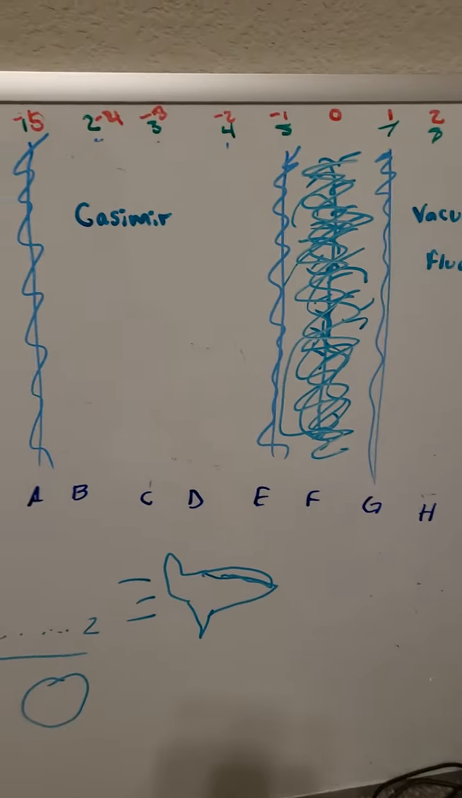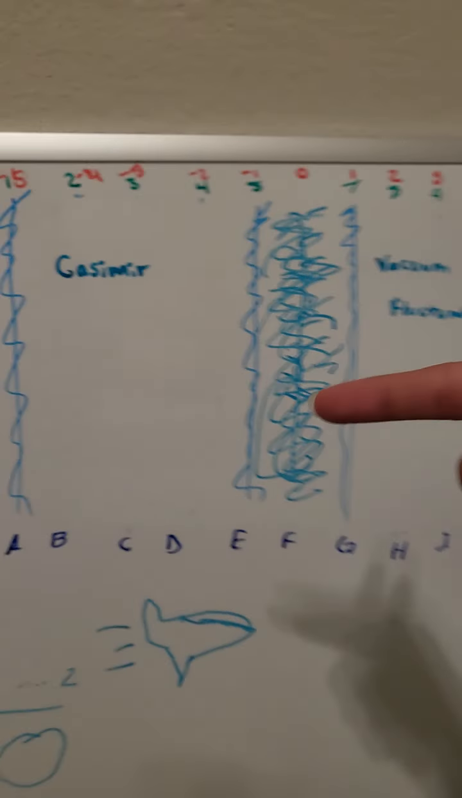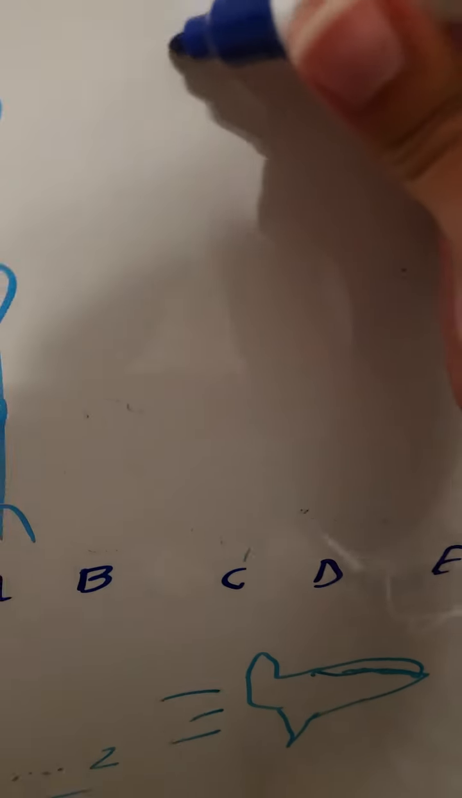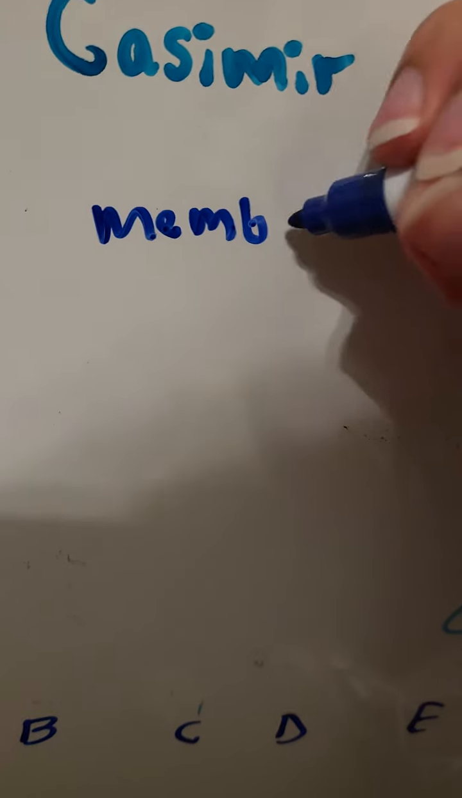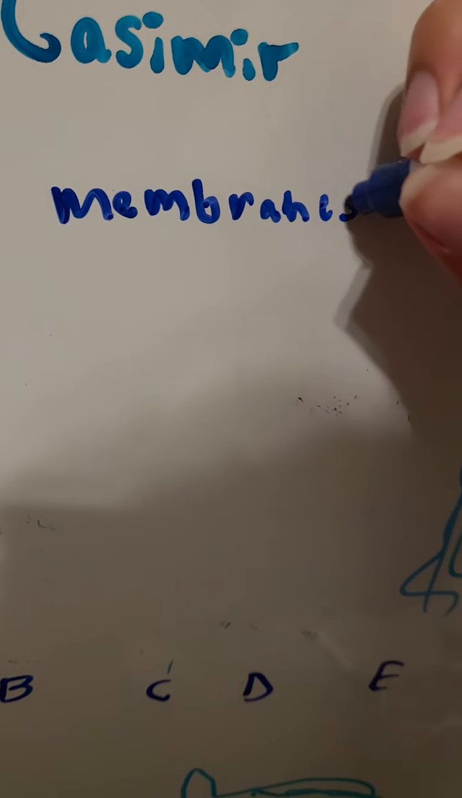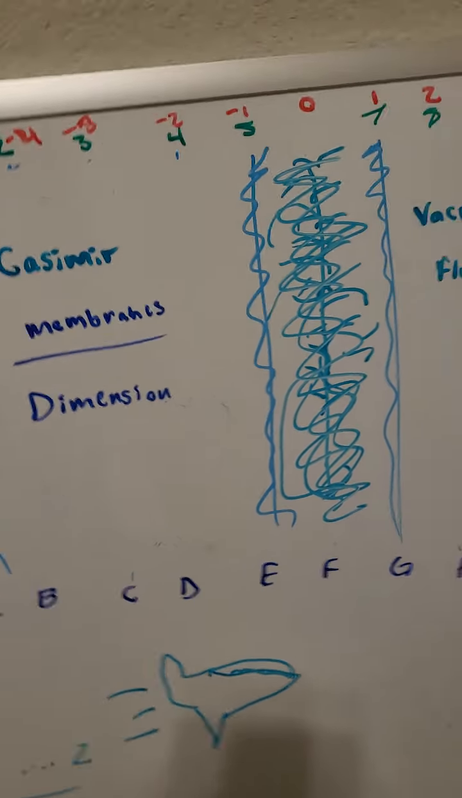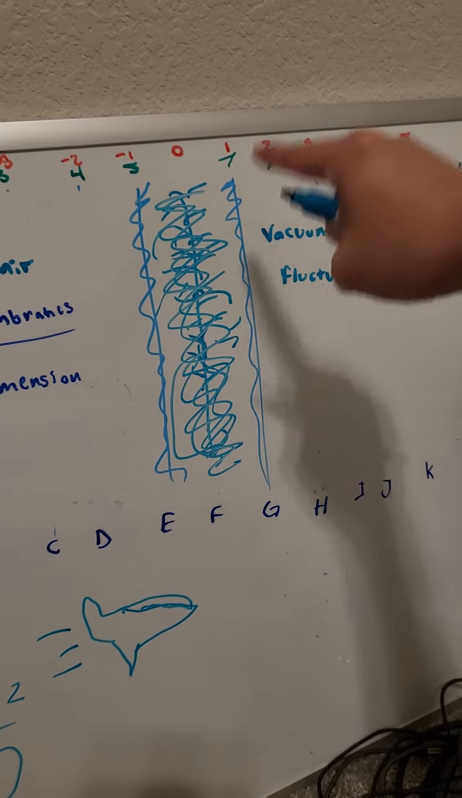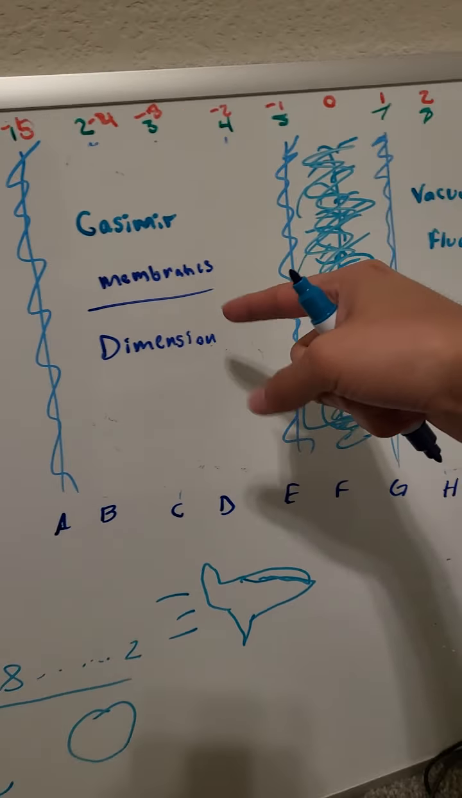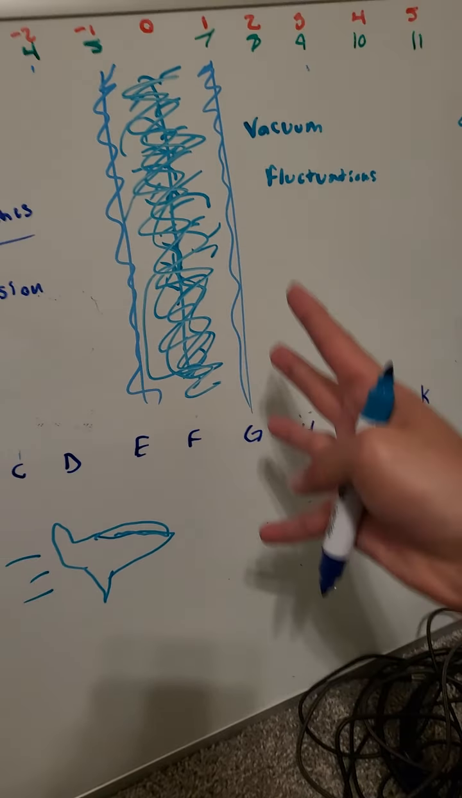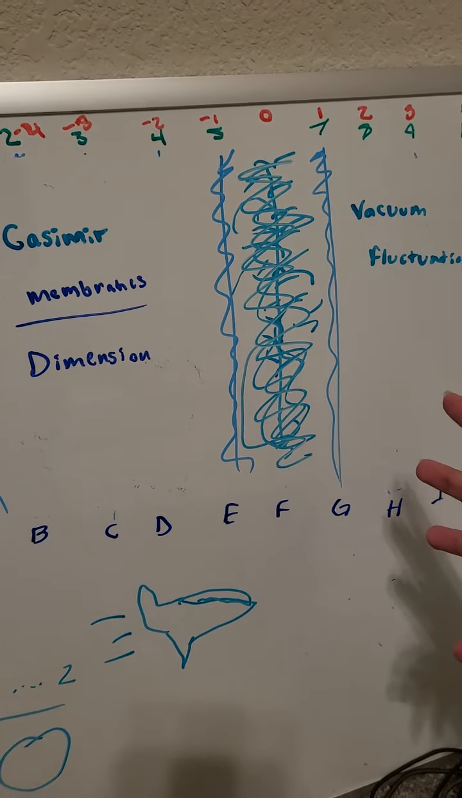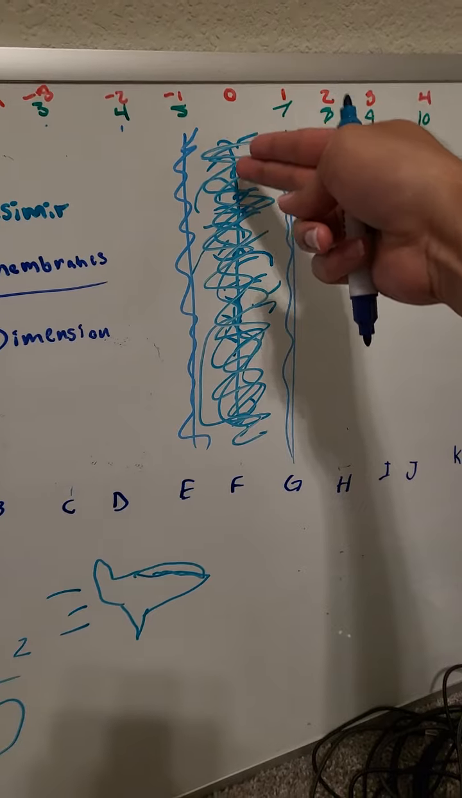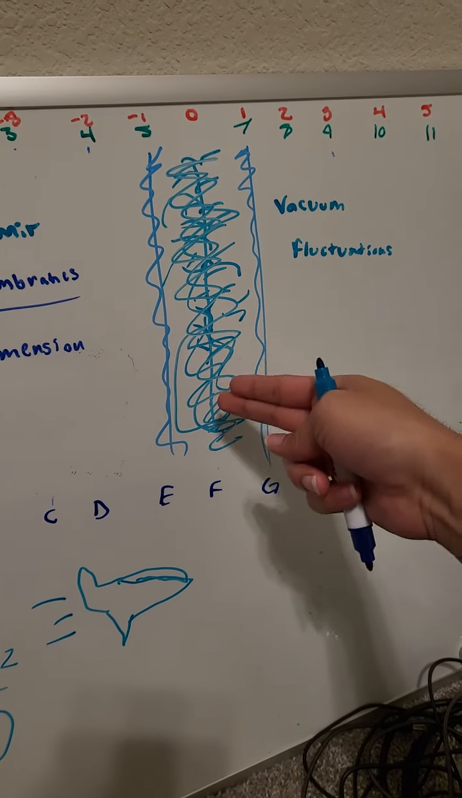I'm saying dimensions themselves are Casimir plates, but they're like Casimir, I guess, membranes. That's what a dimension is. Casimir membrane. So imagine the Casimir plate experiment, but now it's the fabric of space-time itself, mimicking the function of a Casimir plate. And I'm saying this rift is happening.